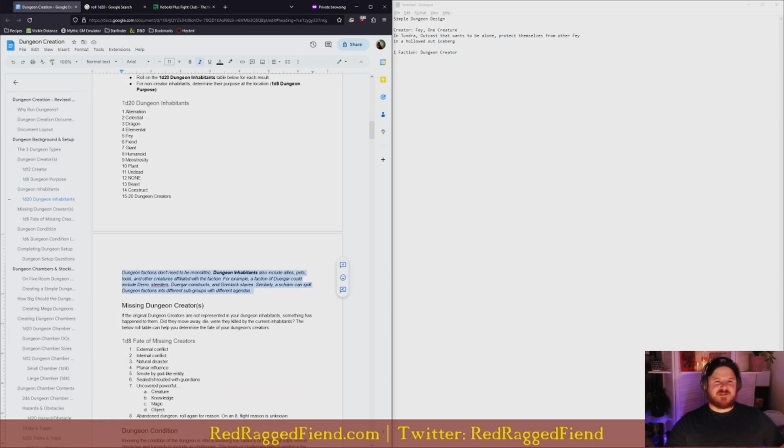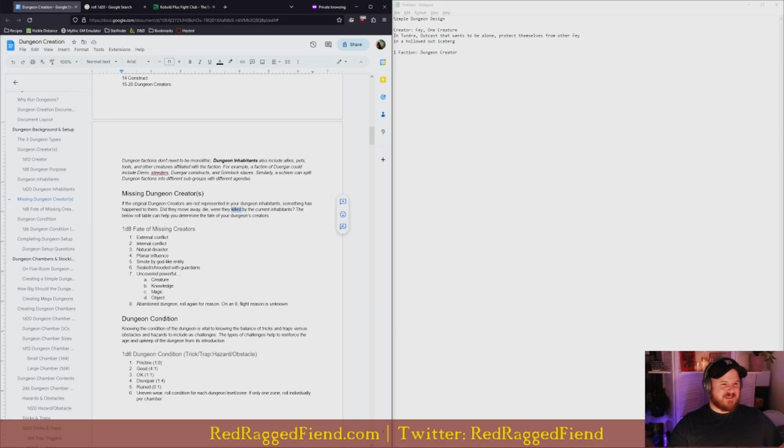So yeah, just because we have the one Fae doesn't necessarily mean that there's only one creature that's going to be in this entire dungeon, because that's probably not going to be the case. In fact, it's highly unlikely that's going to be the case.